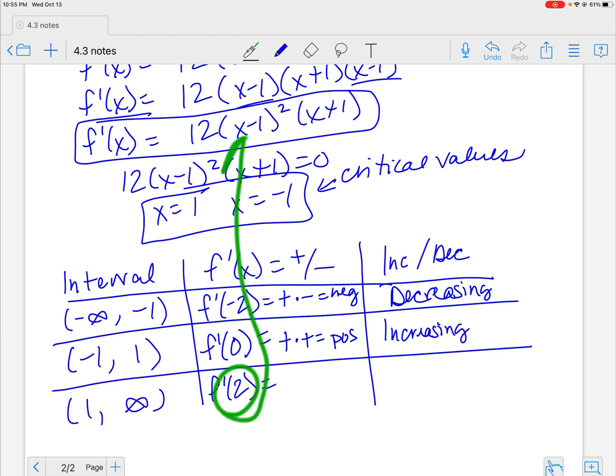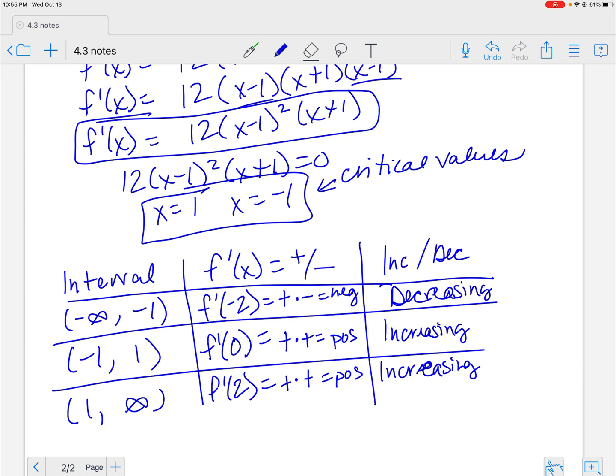So when I take my 2 and plug it in, when I square it, that's positive. Take my 2 and plug it in. I have a positive times a positive, so I know my graph is increasing here. Okay, so let's talk about what's happening. If my graph is going from decreasing to increasing, because that's what's happening right here, what does that make? A minimum. So at x equals negative 1, I have a minimum.